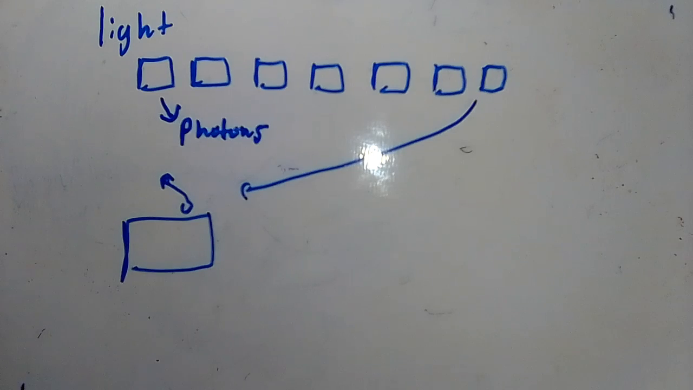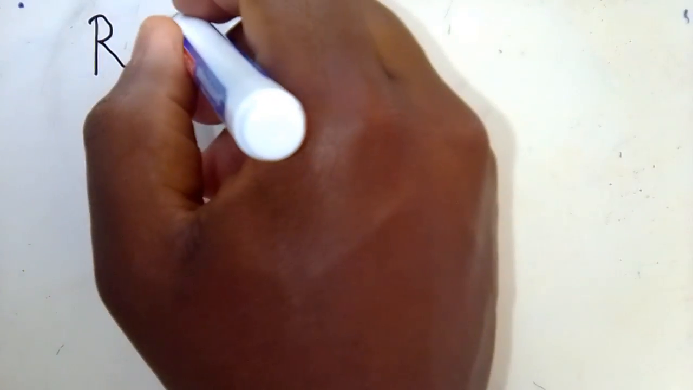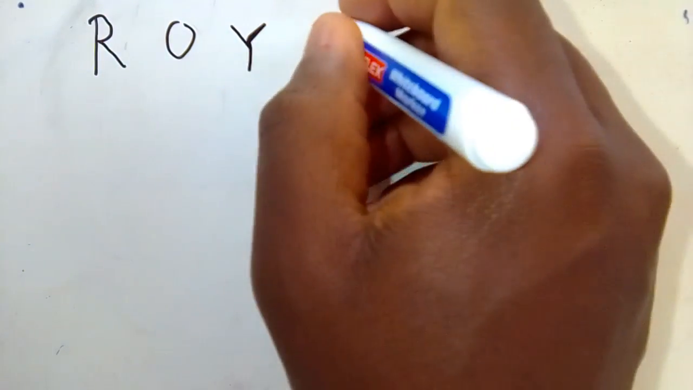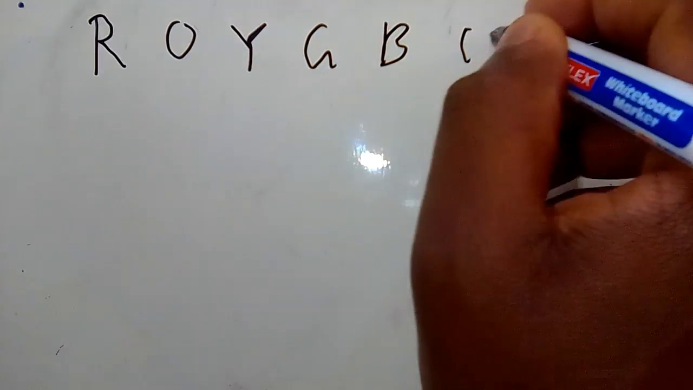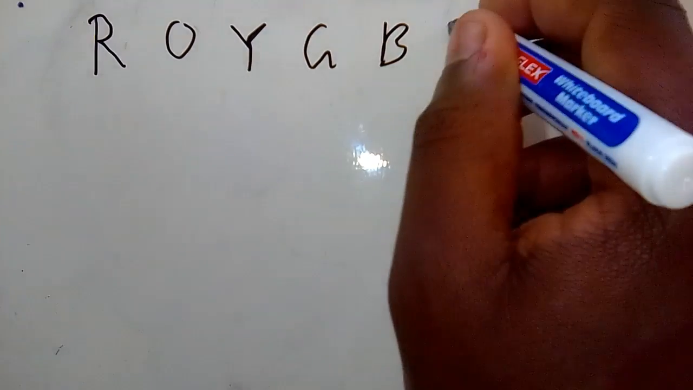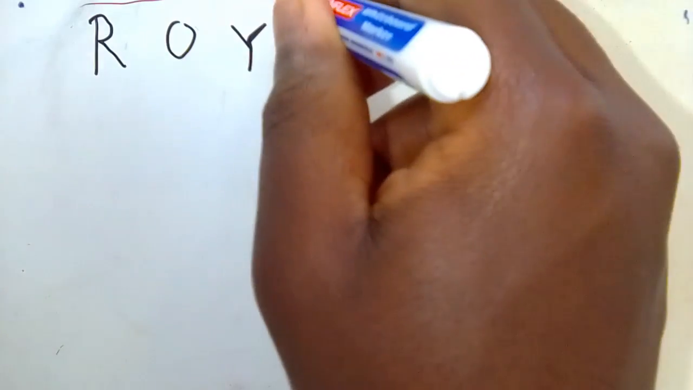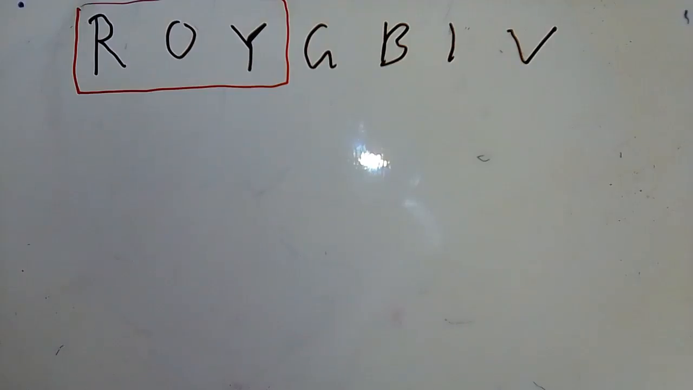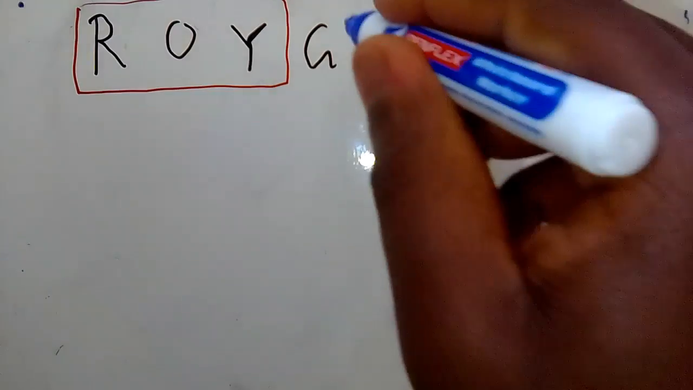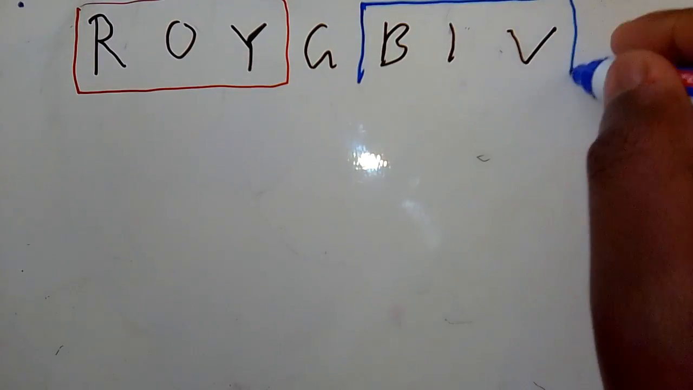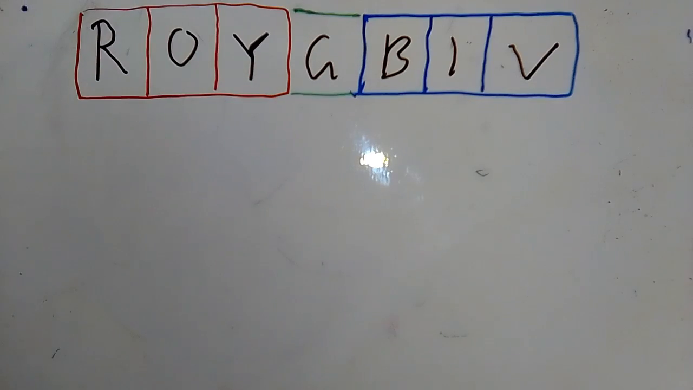Now let's go deeper. Let's talk about the colors of the rainbow. We use a mnemonic to memorize the colors of the rainbow. There is the red side of the spectrum, and this is the blue side of the spectrum. This is what we call the spectrum.